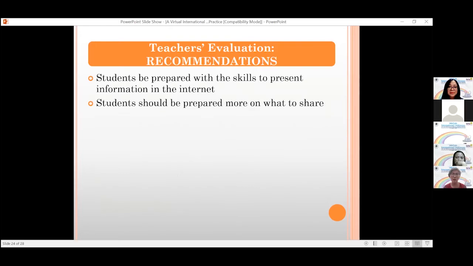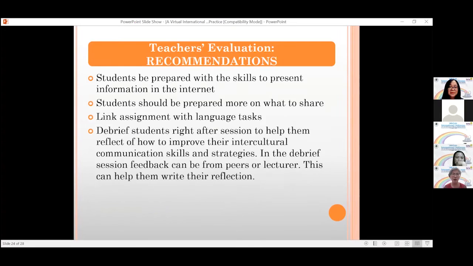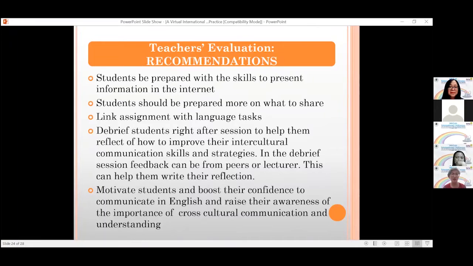Students should be prepared more on what to share and link assignment with language tasks so they will be more aware of the linguistic skills that they need. And debrief students right after session. This is important. So give them reflection right after session and then motivate them more and boost their confidence.